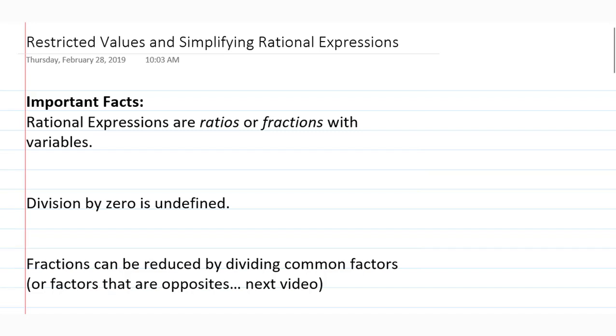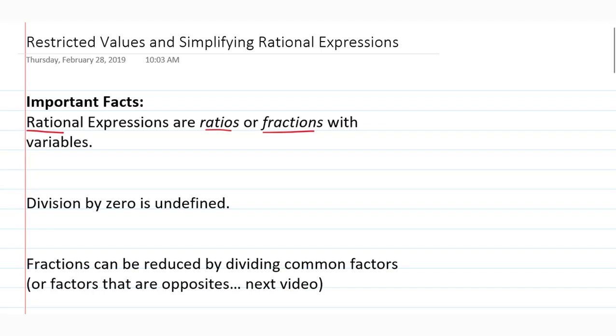In this video, we're going to talk about restricted values and simplifying rational expressions. Before we do, there are a couple of important facts that we need to know. First of all, what's a rational expression? Rational expressions are ratios. That's where the name rational comes from. They're ratios or fractions that happen to have some variables in them.